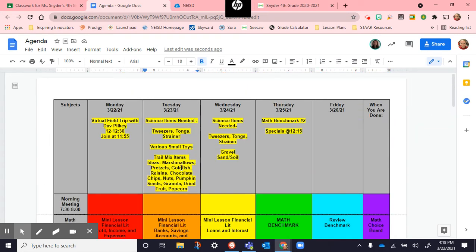Oh, I didn't put in here for tutorials. Let me look at my calendar real quick. Let's see, March. Today is the 22nd. All right, I have a training tomorrow. We're going to do Wednesday for tutorials this week. And we're going to do math again just because we've got that benchmark. All right, and I think that is it.